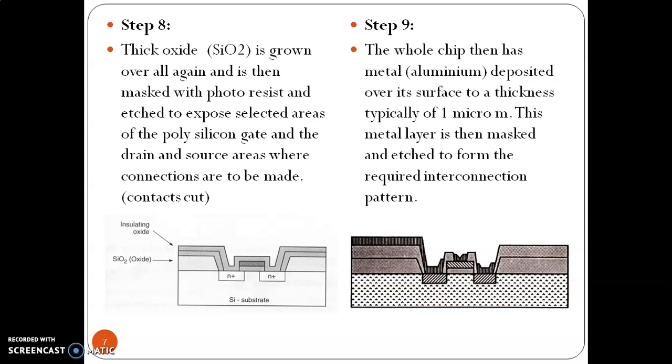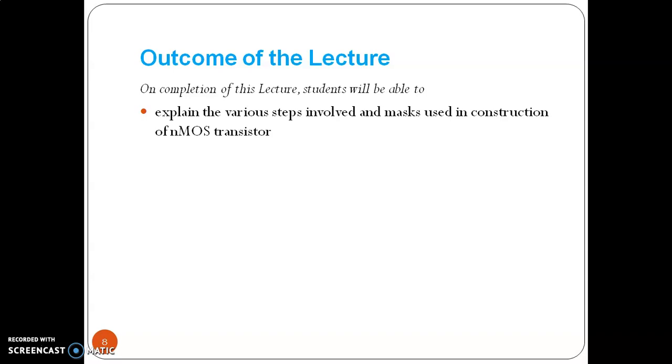So these are the 9 steps for fabrication of an MOS transistor. I hope that you have clearly understood the different steps of MOS fabrication. The outcome of this lecture is that, on completion, the students will be able to explain the various steps involved and the masks used in construction of an NMOS transistor.